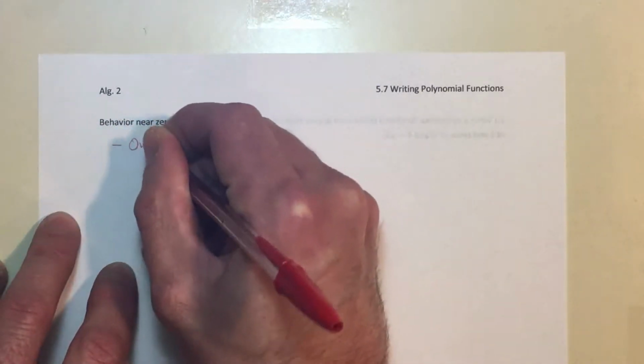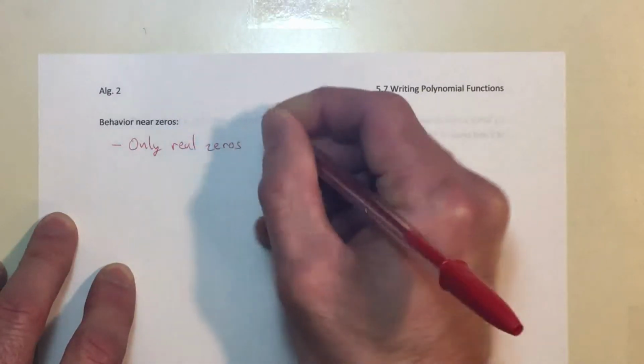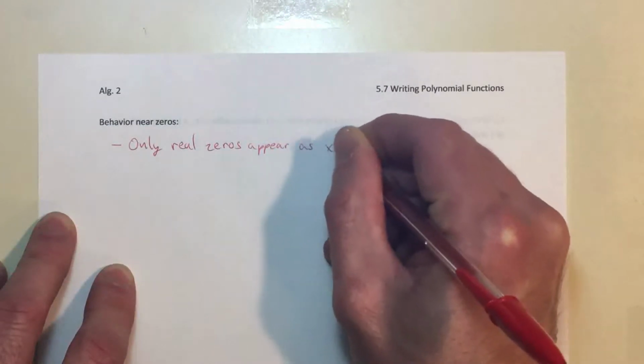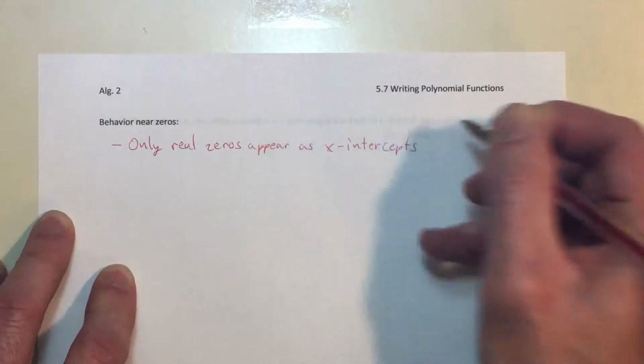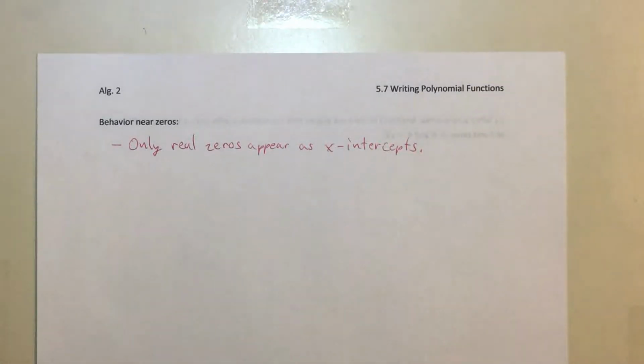First things first, only real zeros appear as x-intercepts. So when you go to solve your polynomial function and you find all your zeros, and if some of them end up being imaginary, you end up taking the square root of a negative, those zeros will not show up on your graph.